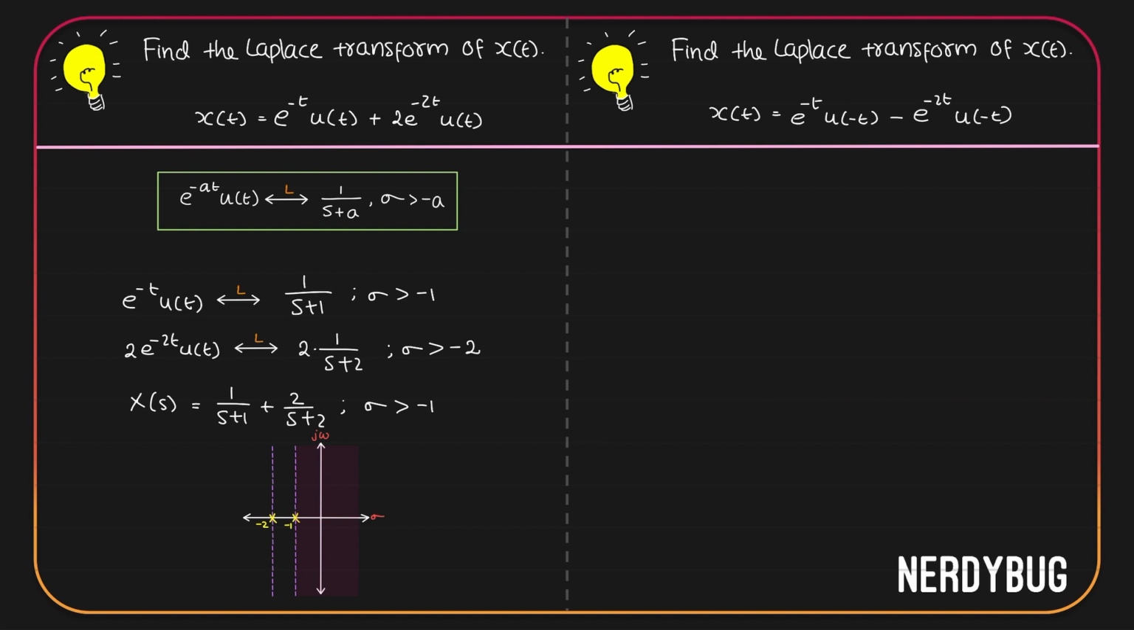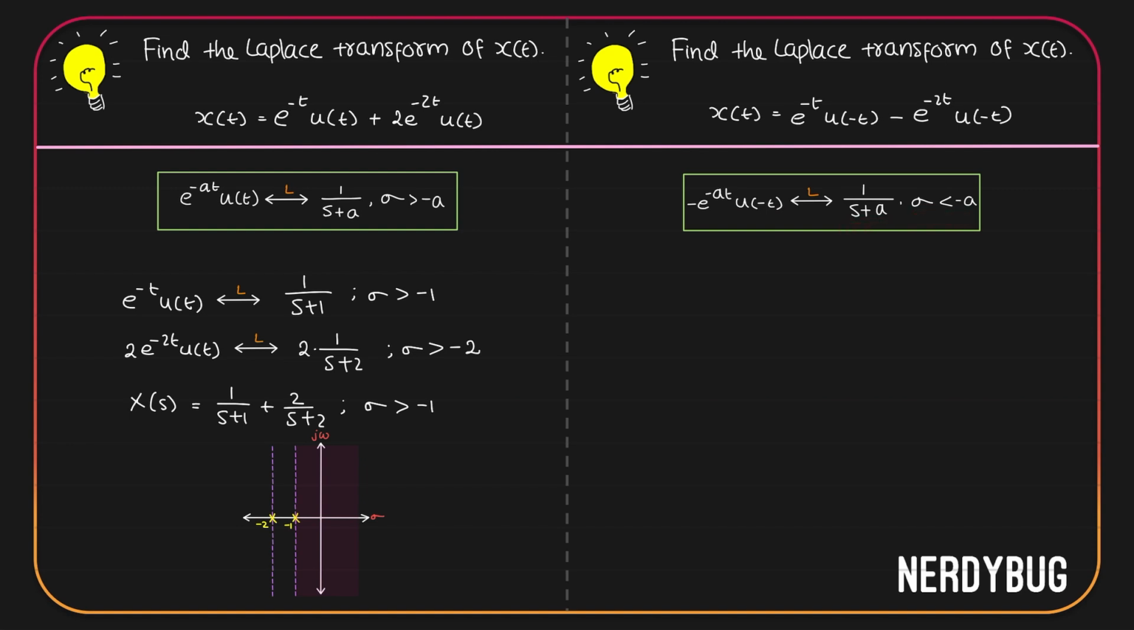Let us move on to the next problem. We have to find the Laplace transform of x(t), which is e raised to minus t u(minus t) minus e raised to minus 2t u(minus t). Here, both component signals have u(minus t), which starts from 0 and ends at minus infinity. So both of these are left-sided. So x(t) is also a left-sided signal. Also, they are both of the form minus e raised to minus at u(minus t). We know its Laplace transform is 1 by (s plus a) with ROC sigma less than minus a.